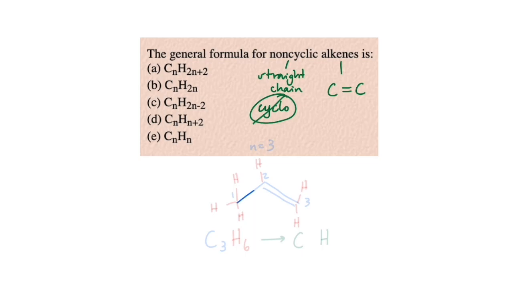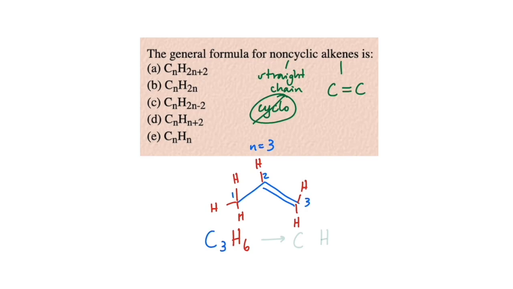So I'll just draw in this alkene, and it contains 1, 2, 3 carbons. So the beginning of our formula will be C3. So n is equal to 3. And then let's draw in our hydrogen atoms for this structure. So we have 1, 2, 3, 4, 5, 6.